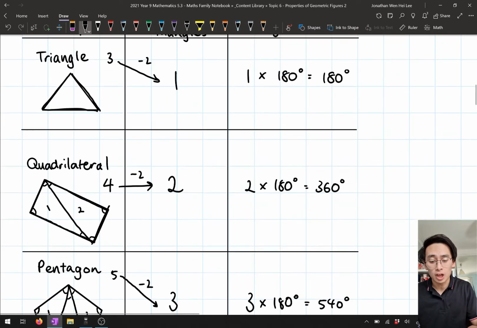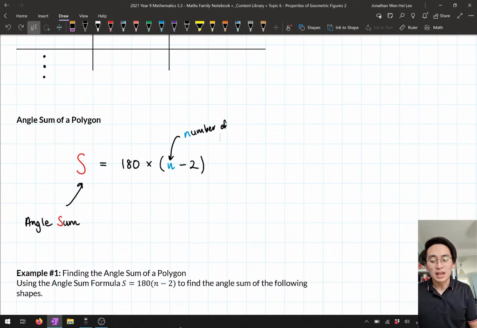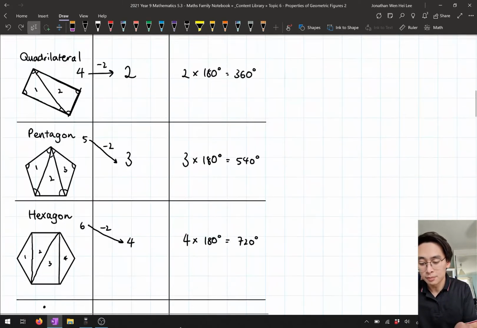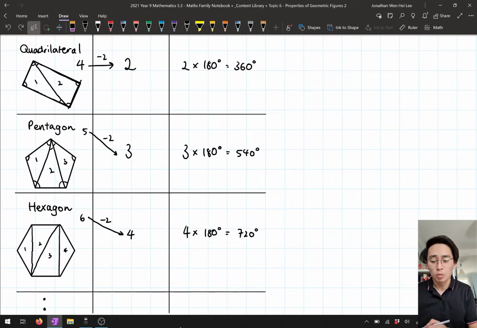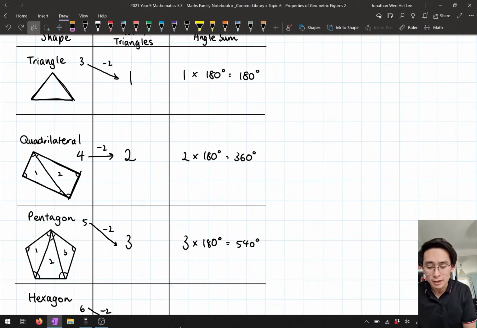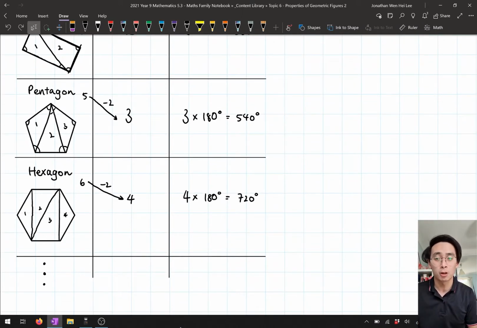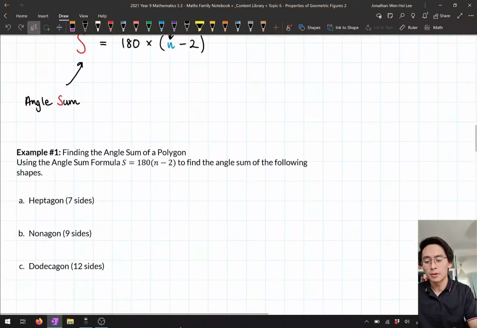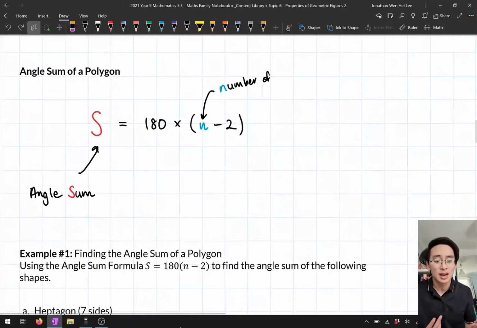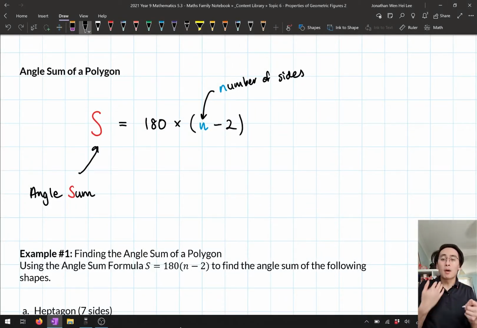So notice here, for all of my shapes, what we're going to notice is that when I want to find how many triangles fit in, all I need to do is just subtract by 2. So I subtract by 2, and then I take that number and multiply it by 180, and that gives me the angle sum of my polygon. So let's go and apply this formula. What we want to do is just find the number of sides our shape has, and then subtract it by 2 and then multiply it by 180. So that's what this formula tells me, 180 times n minus 2.